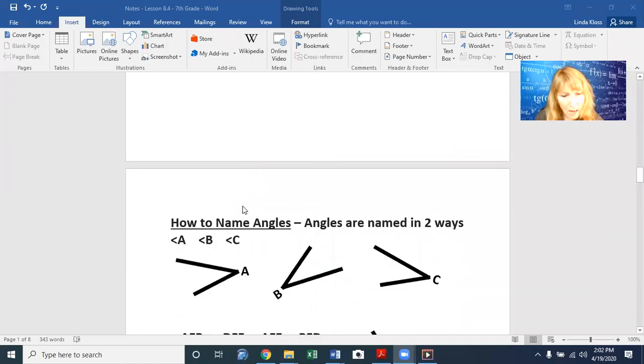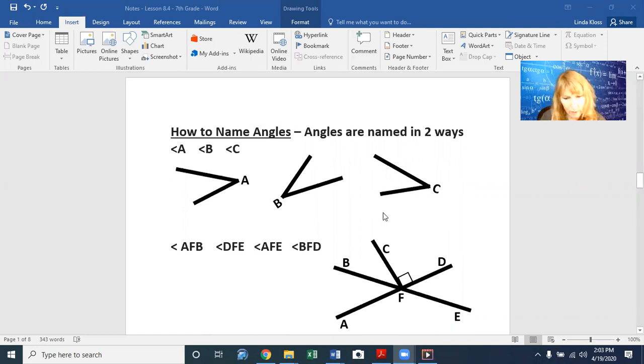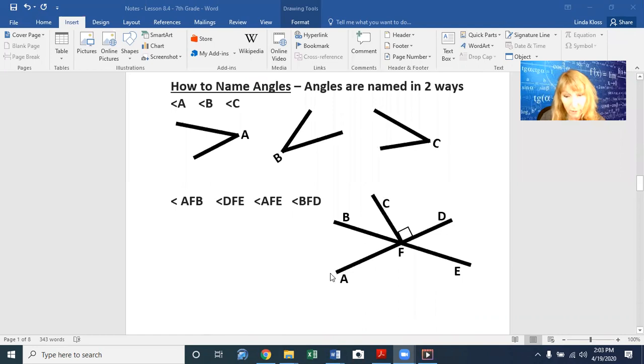Yes, okay. How to name angles. You can name angles in a couple of different ways. You can call it angle A, that's where the point is at the vertex here. You can call it angle B over here, or you could call it angle C. That's one way to name angles. Another way, which is used more often, especially when you get a weird shaped diagram like this with all different lines intersecting in all different ways, is to name your angles like this. Angle AFB. So let's see what that is. Angle AFB.